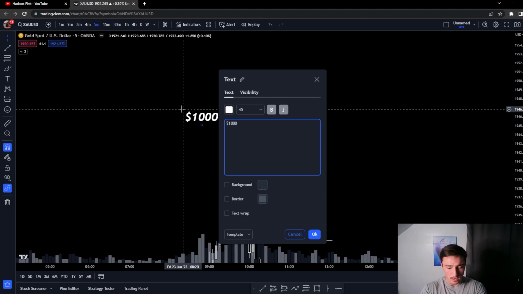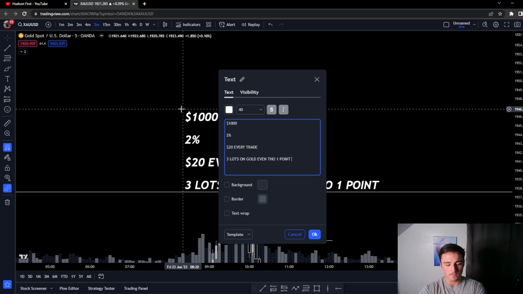So if you have a $1,000 account and you want to risk 2% of that account, you are risking $20 every trade. Oh man, I want that to be in capitals. Every trade.